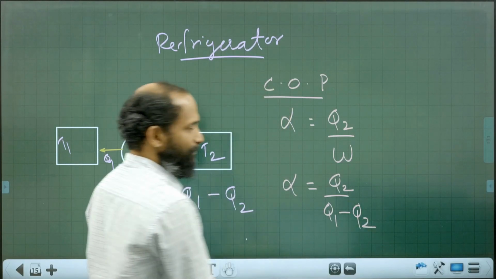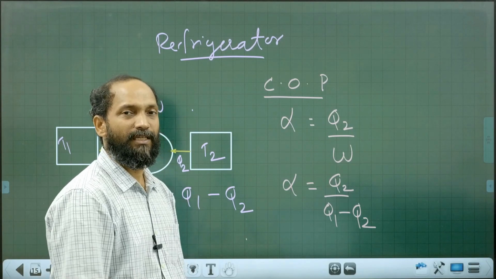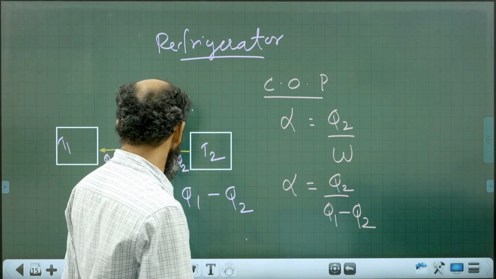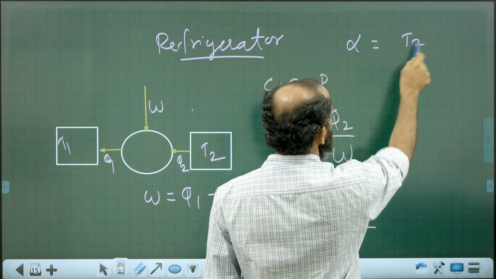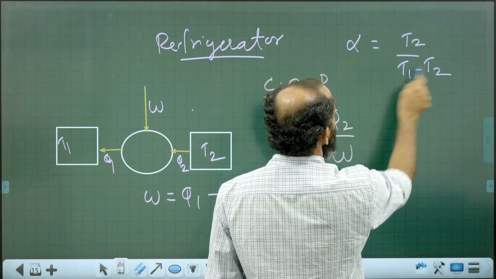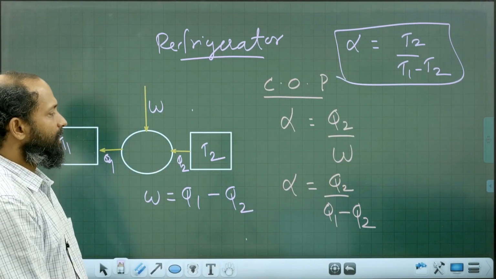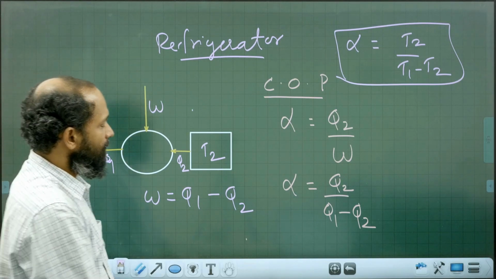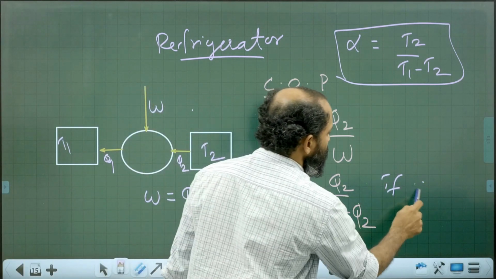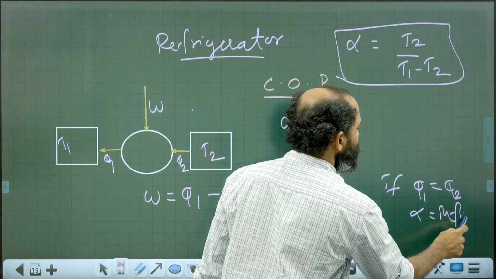If you think of this refrigerator as a Carnot refrigerator, making all the processes reversible, the performance coefficient alpha can be written as T2 divided by T1 minus T2. So alpha is equal to T2 by T1 minus T2. Alpha stands for performance coefficient. Now, if Q1 is equal to Q2, alpha becomes infinity.